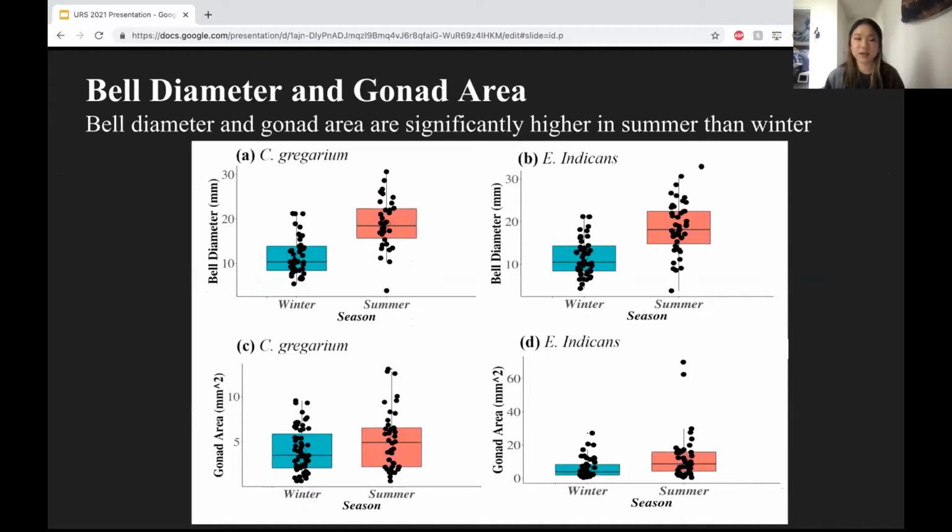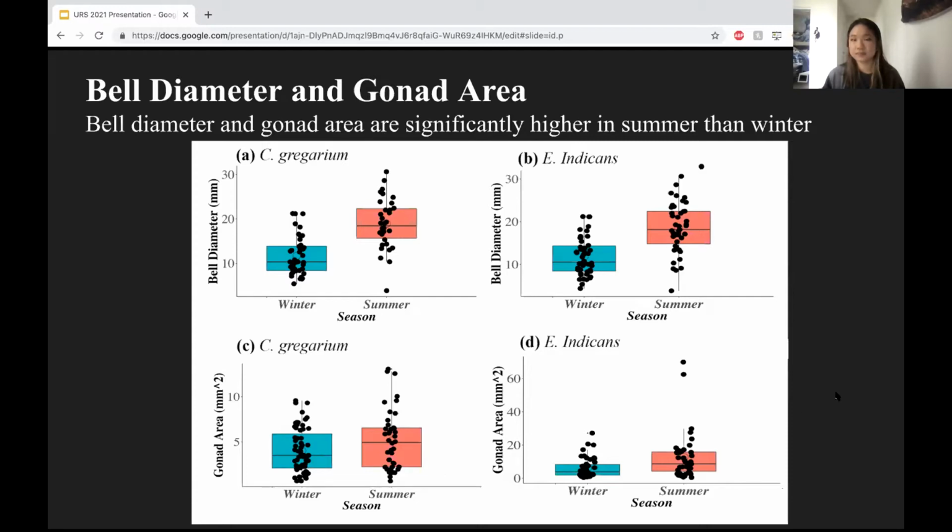And just to give a baseline of why we use the gonad area compared to just bell and gonad area in general. You can see here that during the summer, the bell diameter and the gonad area is larger in both species than in the winter. But you can also see there's much more of a difference in the bell diameter than the gonad area between the winter and summer. So the bell does grow more in the summer than the gonad area does.